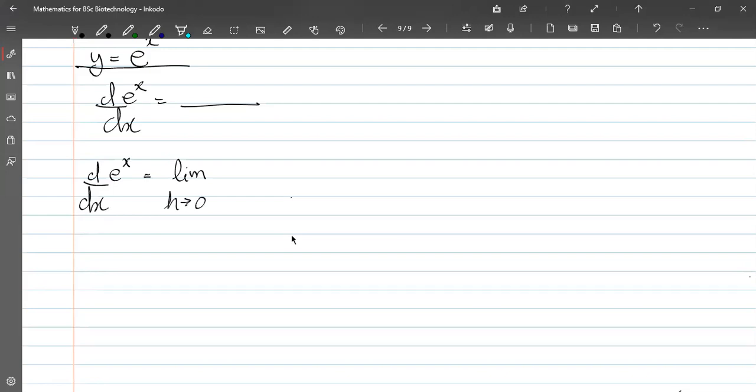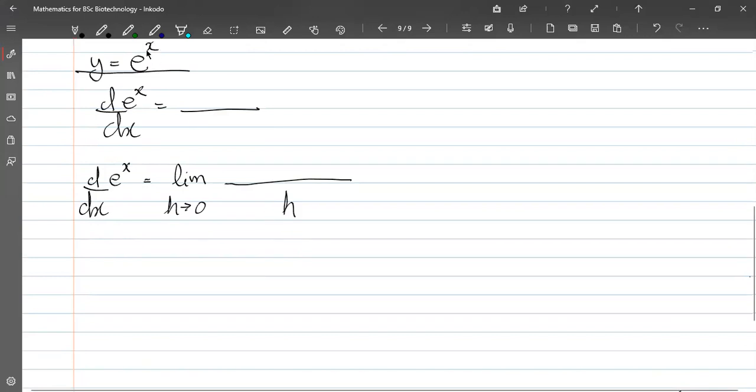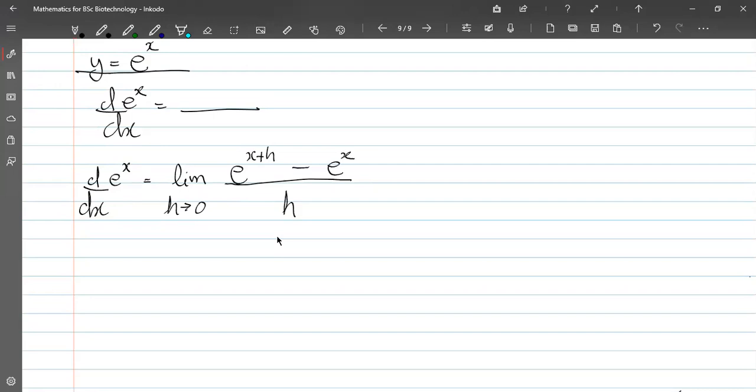So as usual, we apply the definition. So in the numerator, you have f of x plus h. Now f of x here is e to the power x. So replacing x by x plus h, we get e to the x plus h minus e to the x.